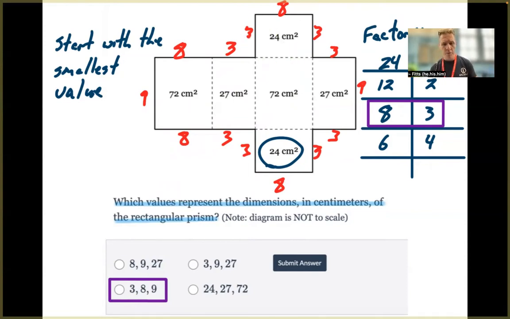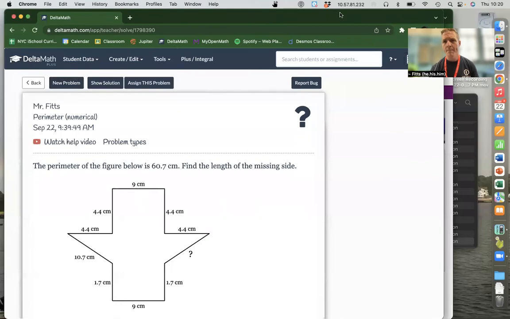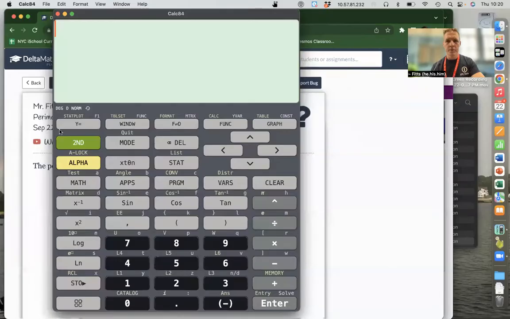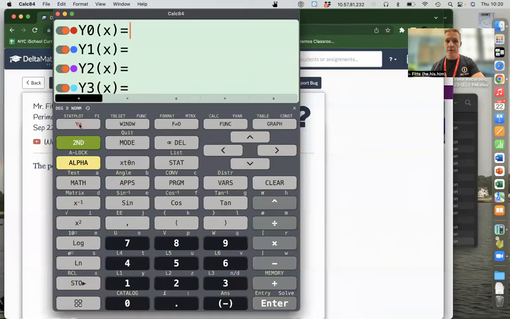Also, I'm going to show you how you can do the factors in the graphing calculator. So let's take a look at that. So here's our graphing calculator. What I'm going to do is plug in 24. So I'm going to hit Y equals and then enter 24 divided by X. Here's our X button. And then I hit second and bring up the table.